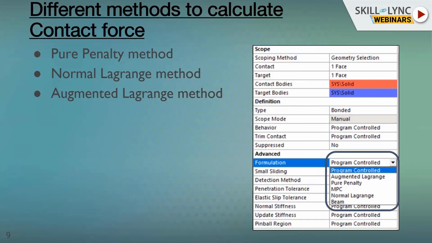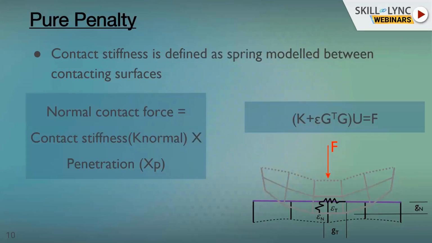There is one more, which is a combination of the two, the augmented Lagrange method, right? So we'll discuss these three formulations briefly in today's webinar. I'll firstly discuss the pure penalty algorithm. What happens in the pure penalty algorithm is we have this normal force we need to calculate.